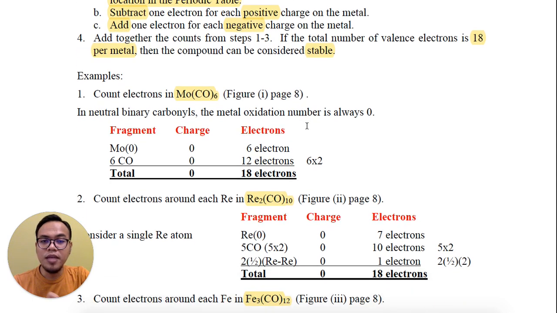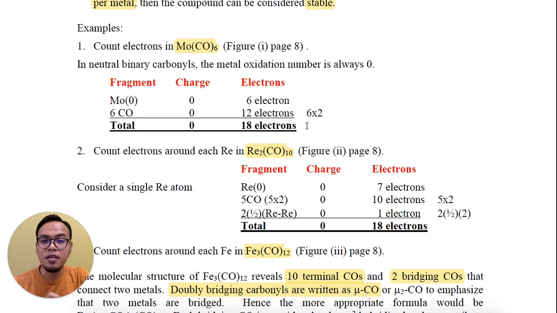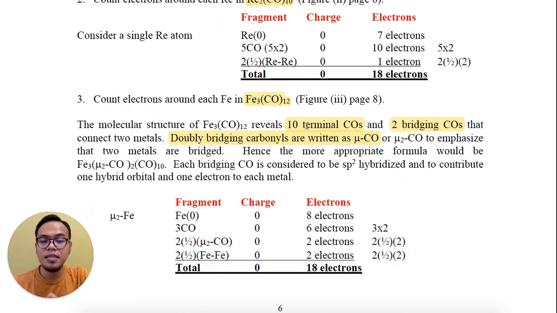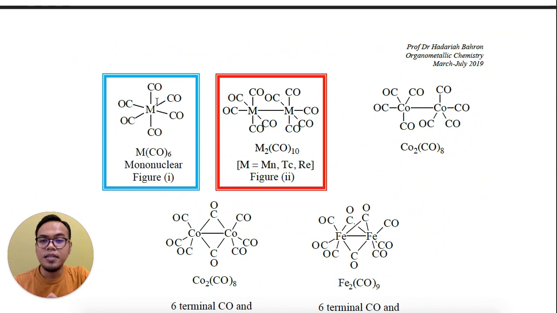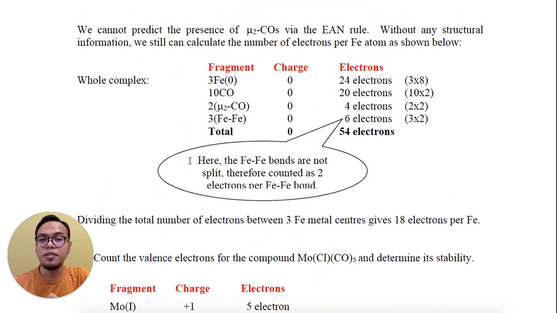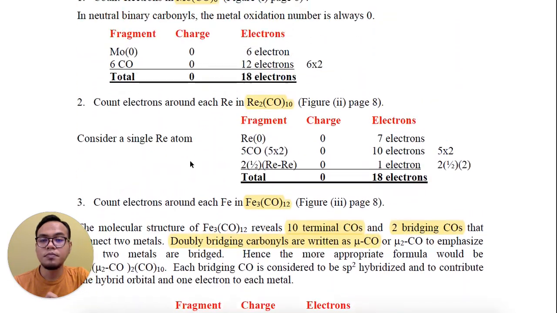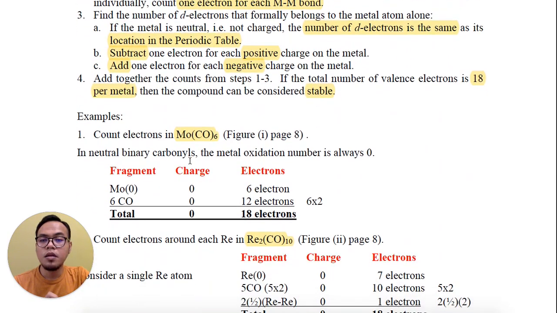So let us look at the chemical structure of this complex on page 8. Let us observe. This is your mononuclear M, which can be any metal, but in this case molybdenum with 6 carbonyls. So you see, we have 6 carbonyls and 1 metal here. Now let's go back to this example. So this is a neutral binary carbonyl.